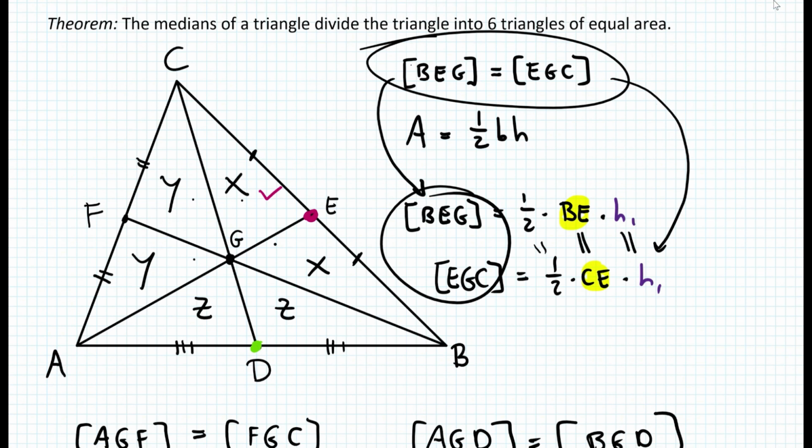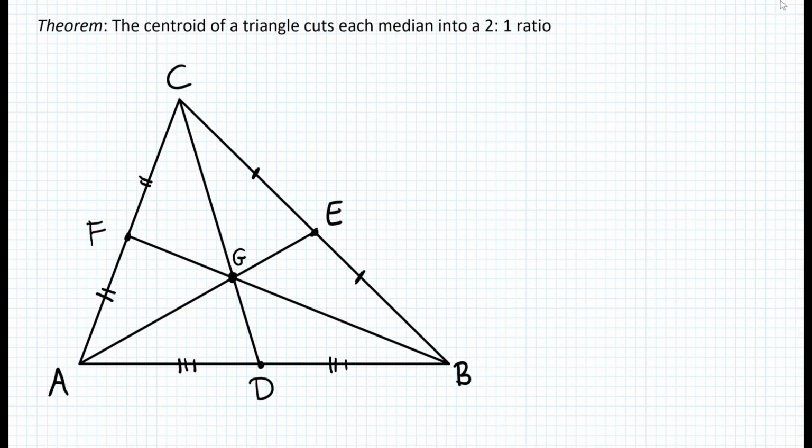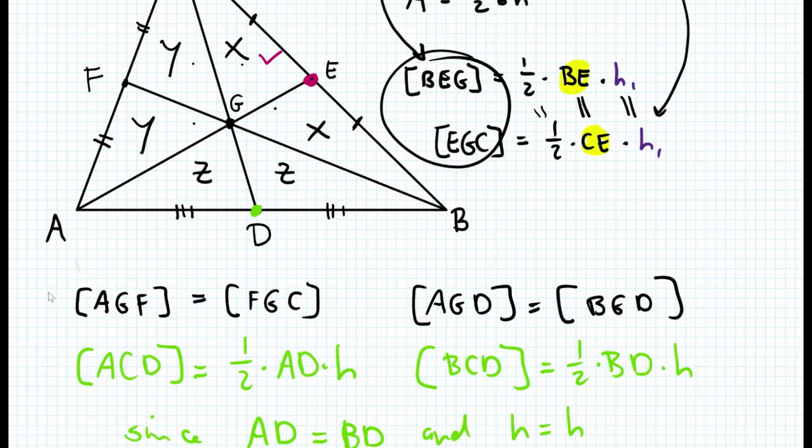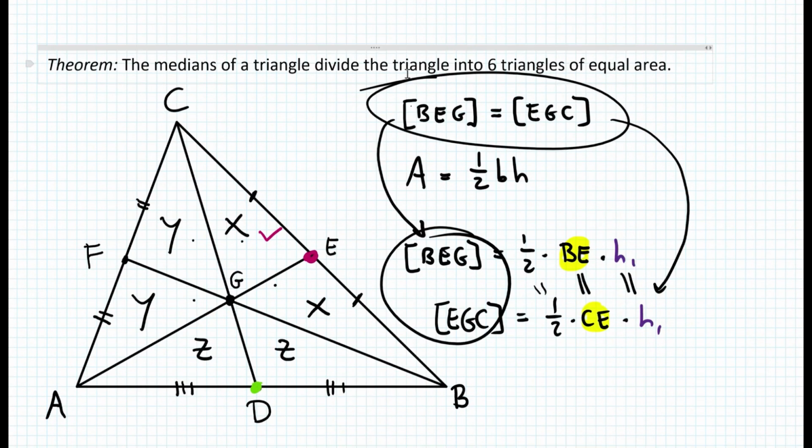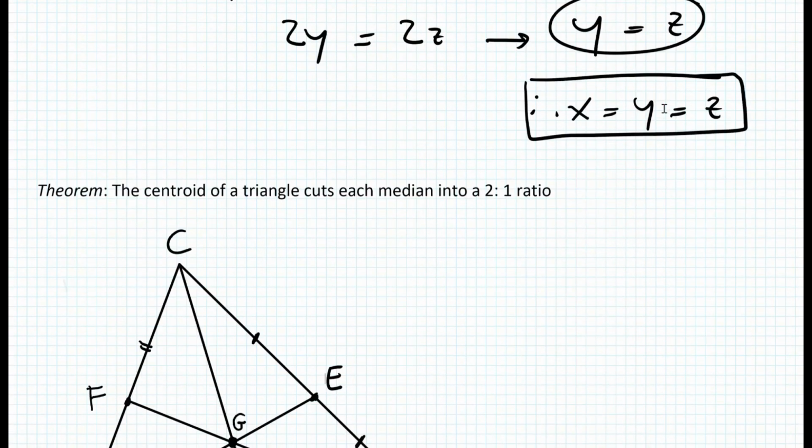Now let's go to the second theorem. The second theorem states that the center of a triangle cuts each median into a 2-to-1 ratio. So how do you prove this one now? This one can be proven using what we just learned previously with the areas of a triangle, right? Basically, it's the previous theorem that the medians of a triangle divide the triangle into 6 triangles of equal area, okay?